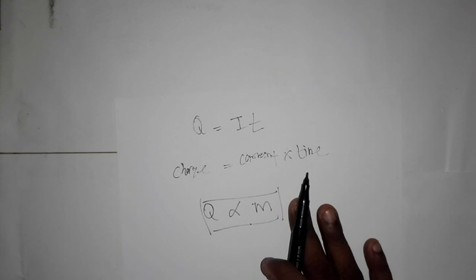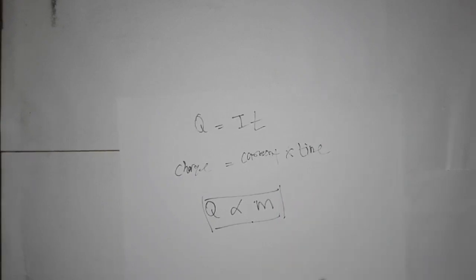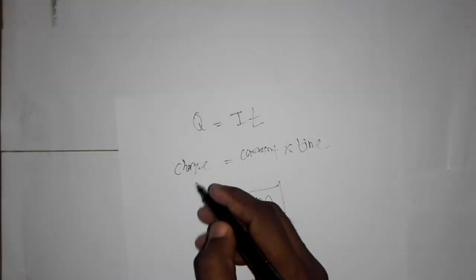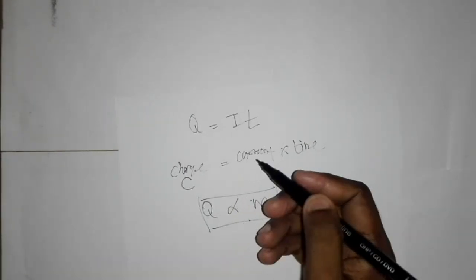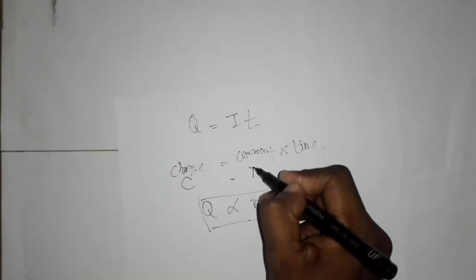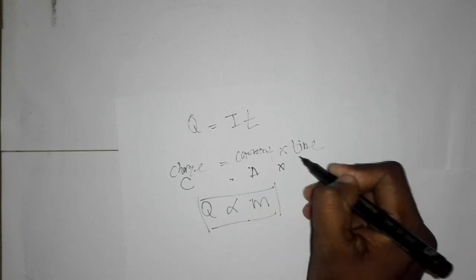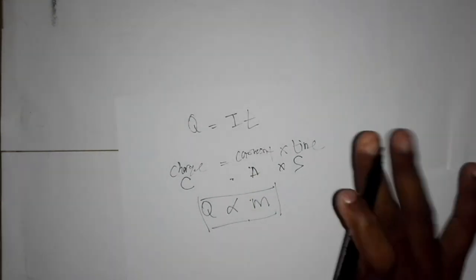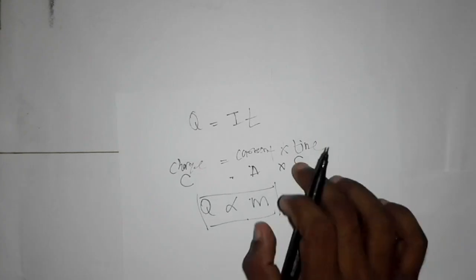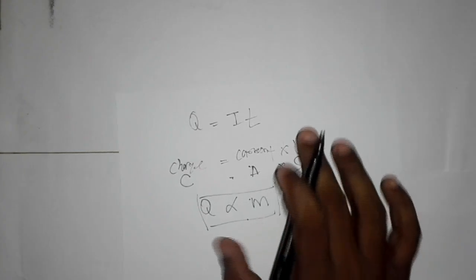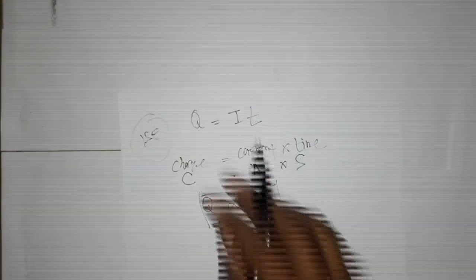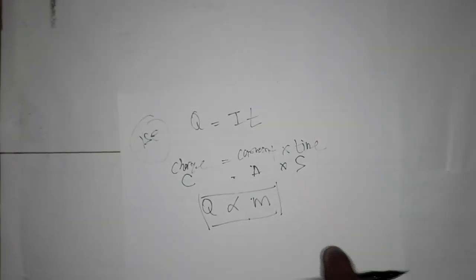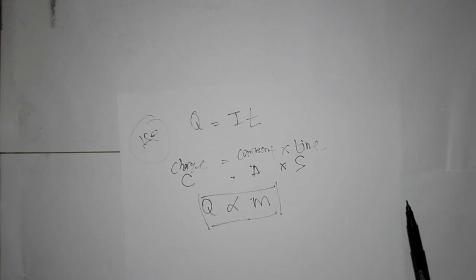Try to understand that Q is the charge. The unit of charge is coulomb, capital C, the current is in ampere, and time should be in seconds. So you have to use these units and use this equation as the first law of electrolysis.